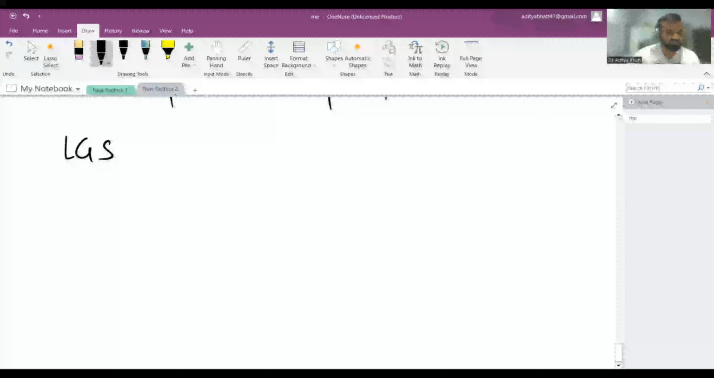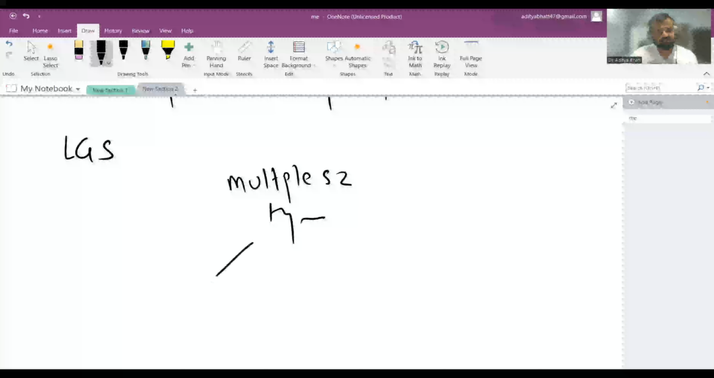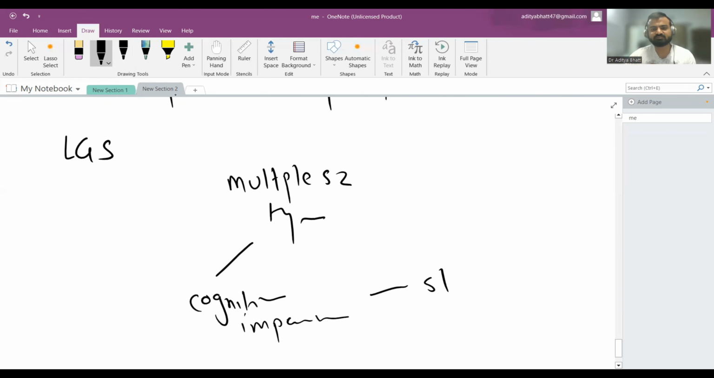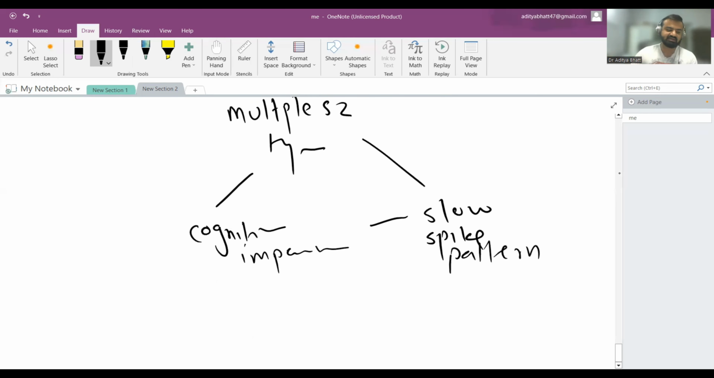The last one is Lennox-Gastaut syndrome. The triad of Lennox-Gastaut syndrome is multiple seizure types, cognitive impairment, and a slow spike wave pattern on EEG. The patient has multiple seizure types and later goes into encephalopathy, and that is why this is one of the worst epilepsies. Treatment is valproate, the drug of choice, but it might require multi-drug therapy because the disease is very severe.